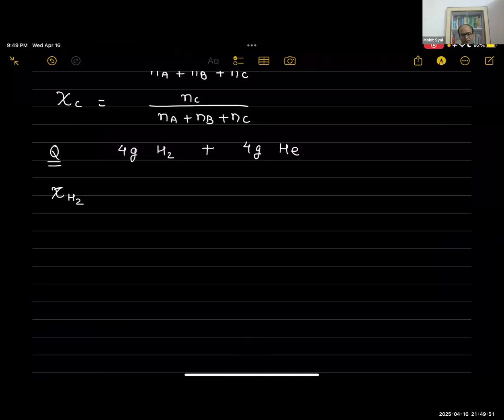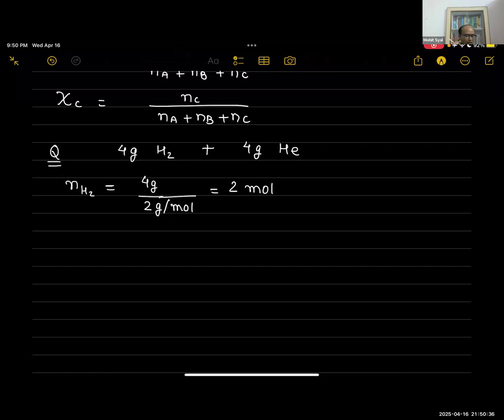So the first step is to find the moles. Moles of hydrogen. Moles you can calculate from the mass. Always remember, for hydrogen it's H2, and for helium it's He. What formula are you going to apply? Moles equals given mass by molar mass. Given mass is 4 grams of hydrogen, and the molar mass of hydrogen, because there are 2 atoms in hydrogen gas, is 1 plus 1, 2 gram per mole. So 2 moles.